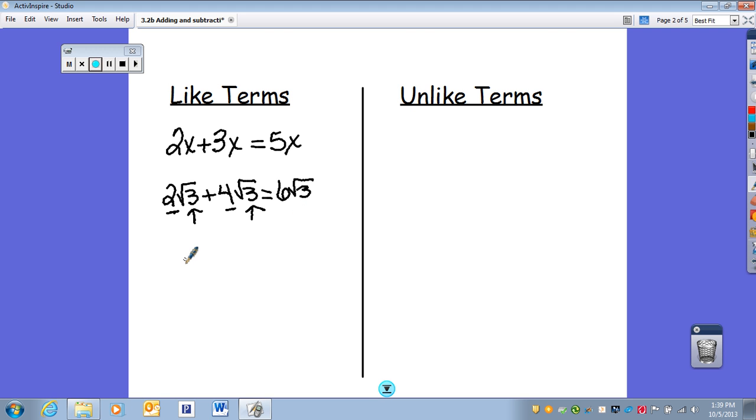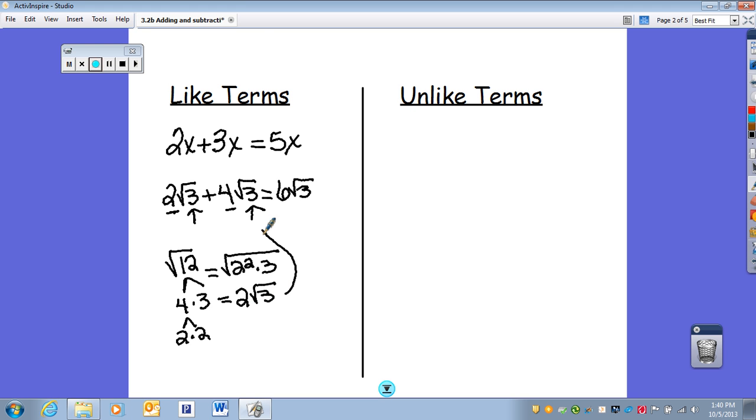Now there are times when they may look like they are not the same. For example, let's say that I also wanted to add the square root of 12 to that. We will have to simplify first. So we make our factor tree, 4 times 3, 2 times 2. And what we need to remember when we're simplifying is we have our factor pairs. So this would simplify to 2 square roots of 3. Then it would be like the other two, and we could add them together.